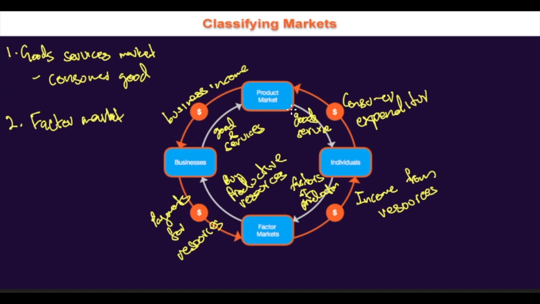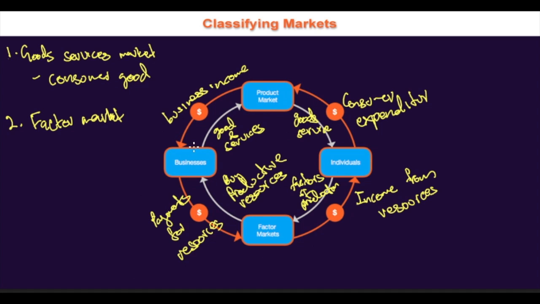The important thing is that this demand for goods and services, where individuals and households are demanding from product market, is a direct demand, whereas businesses demanding from the factor market is because of the demand that is derived from product market. So this would be an indirect demand or derived demand.